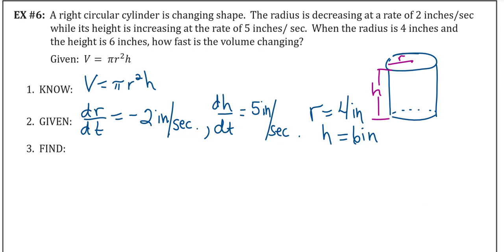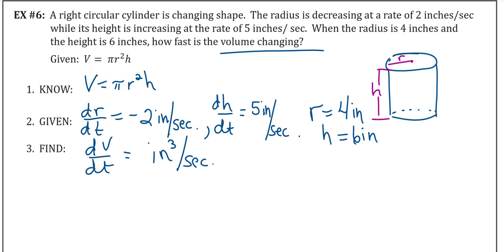So we're pretty much ready to go. We want to know how fast the volume is changing, so we want to find dV/dt, and we want to remember what kind of units we're looking for. Volume is three-dimensional, so it'll be cubic inches per second. So we want to make sure at the end we're multiplying 3 linear measurements together to get the cubic, and we have it per time.